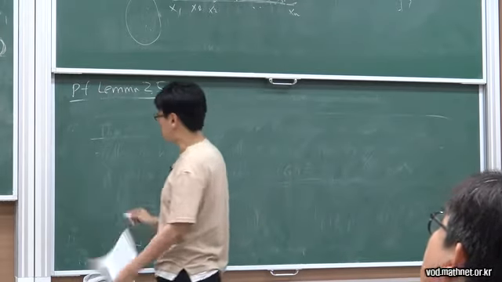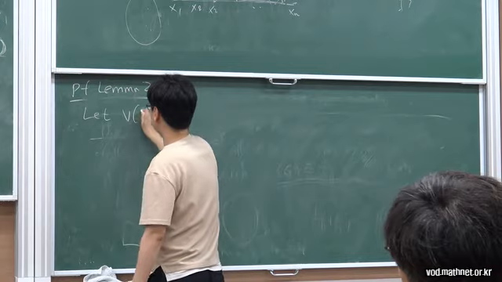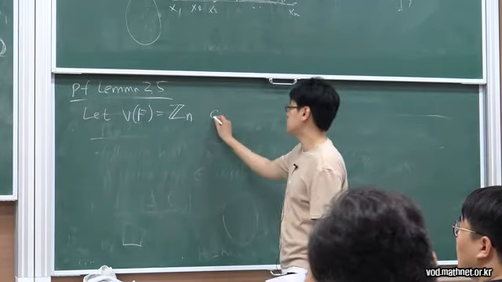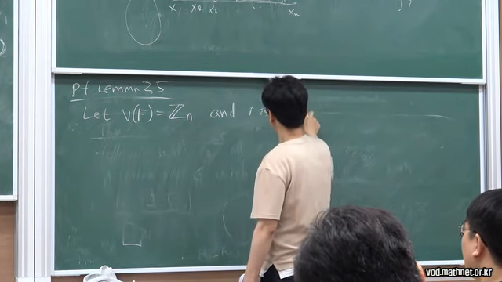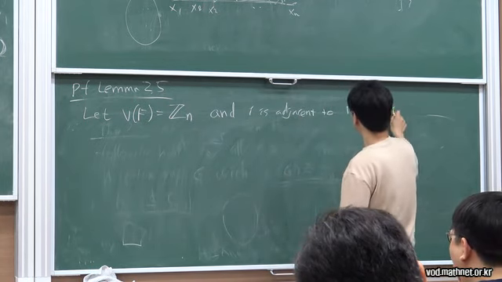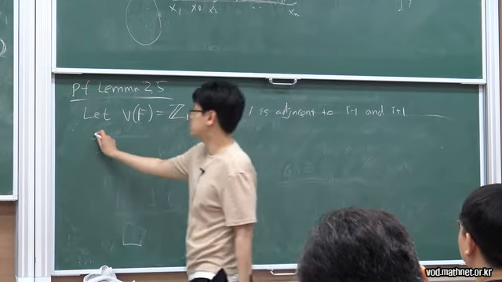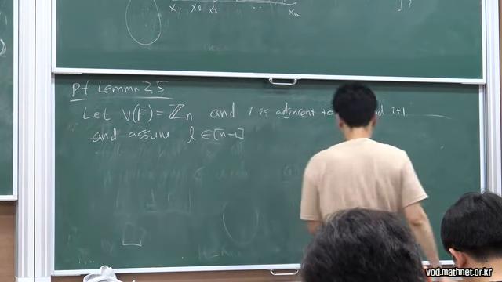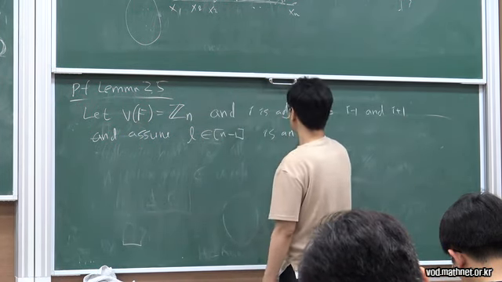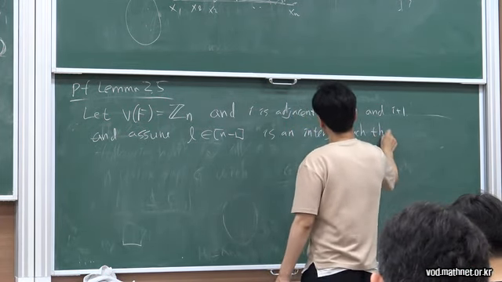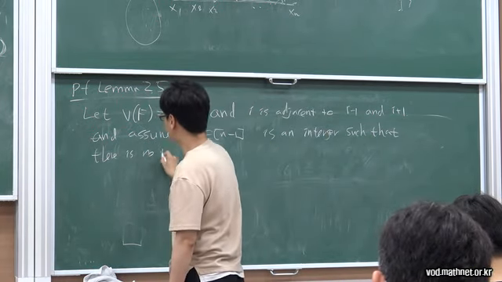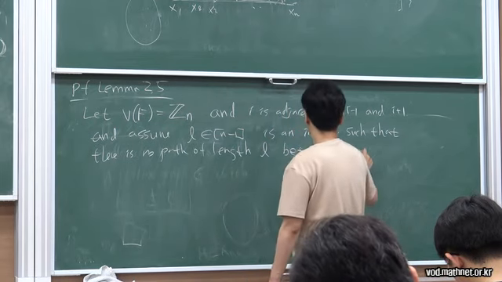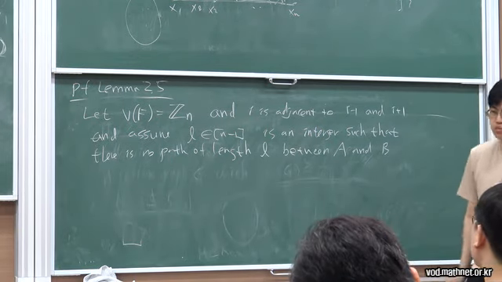So that's the reason. And to make it more precise, let's just assume that its vertices are numbered modulo n, so it's between 0 and n minus 1. And i is adjacent to i minus 1 and i plus 1. And assume L, which belongs to 1 to n minus 1, is an integer such that there is no path of length L between A and B. So we assume that there is some length L we cannot get, and we will derive a contradiction.